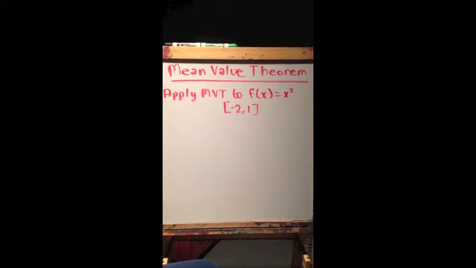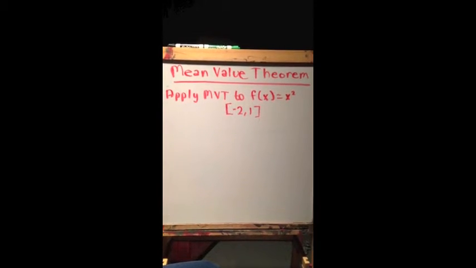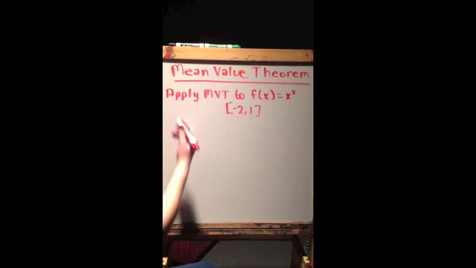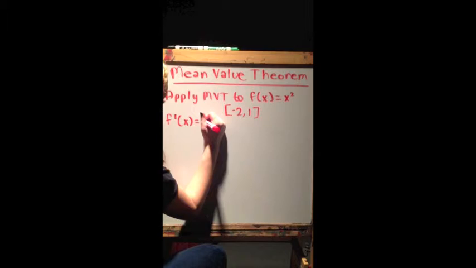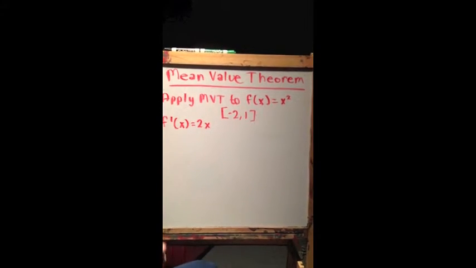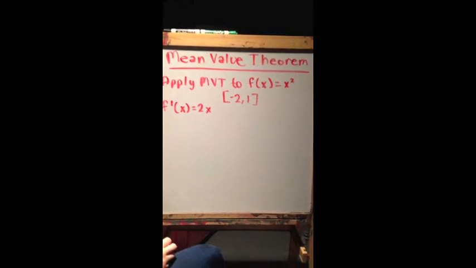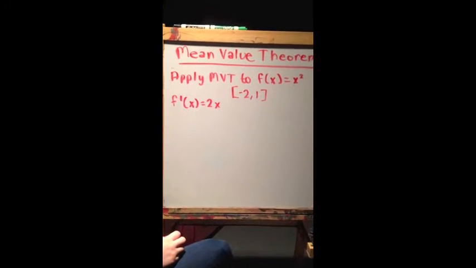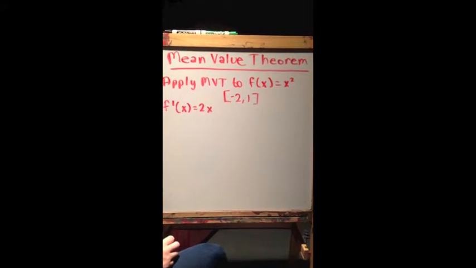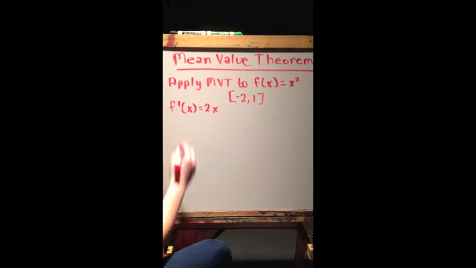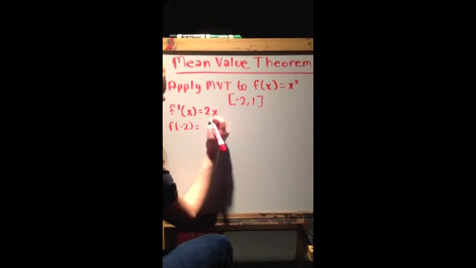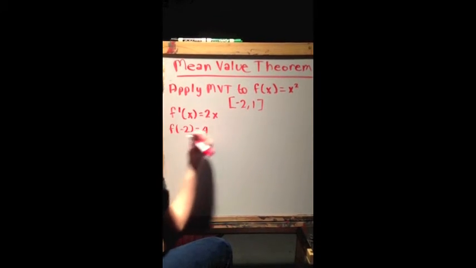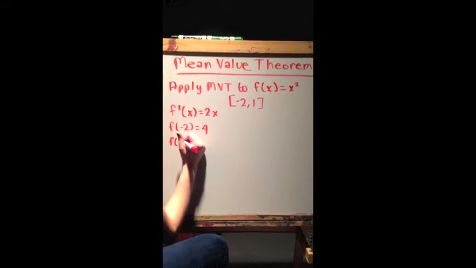First, you want to make sure the function is continuous, and x squared is continuous. Next, you take the derivative of x squared. So f prime of x would equal 2x. Then you have to check and make sure your derivative is differentiable, which it is. Next step is you take your interval, so you plug in -2 into your original equation, and that will give you 4. And then f of 1, which would equal 1.